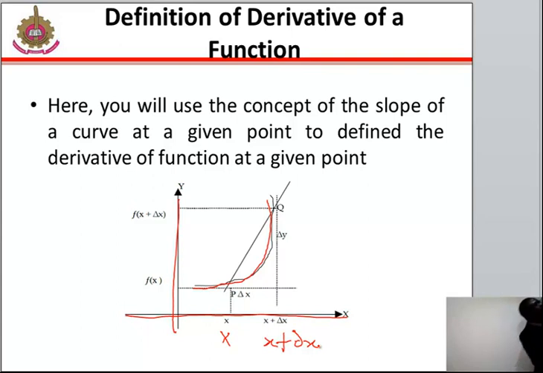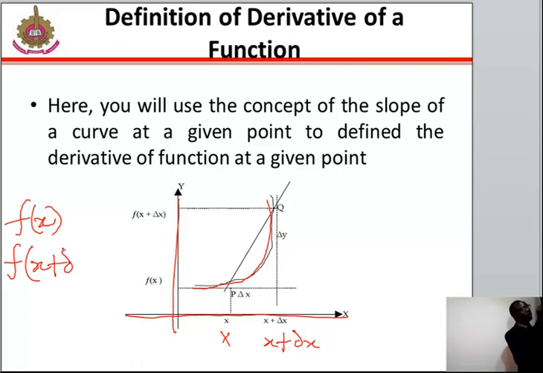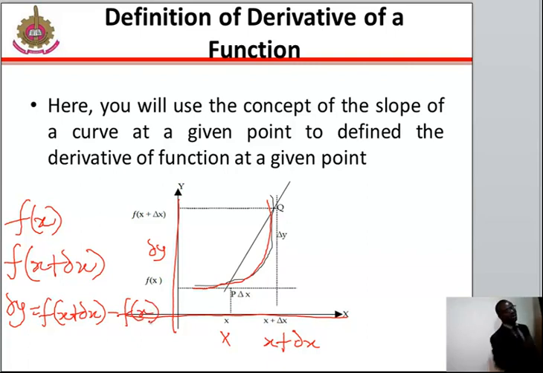Now, if you have the first function of x to be this, then you have the second function to be this. Now, your change in y, that is delta y, is also here. That means your delta y equals what? f of x plus delta x minus f of x. I hope you understand this. You subtract the lower point from the higher point. Now, that is your delta y.